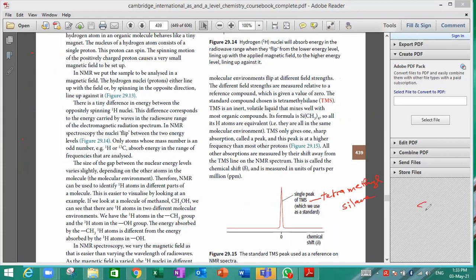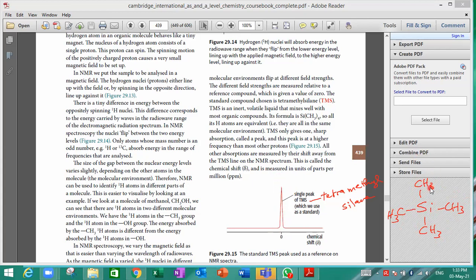It means that we have silicon that is bonded to 4 methyl groups. Tetramethylsilane. And they have chosen this compound to be the reference because it contains 12 hydrogen atoms around the silicon. Of course, this is a very big number, so it will produce a single peak.